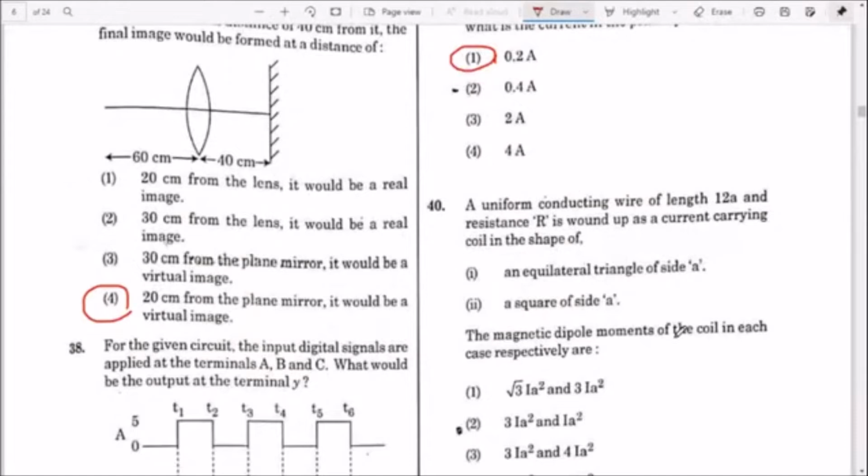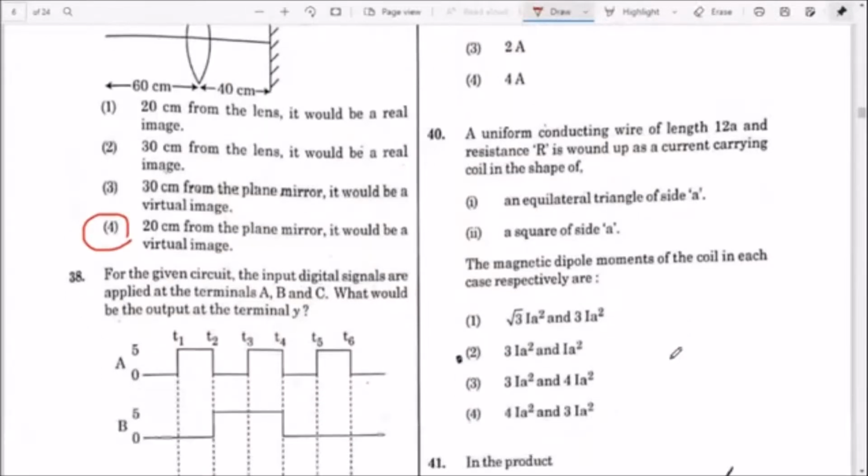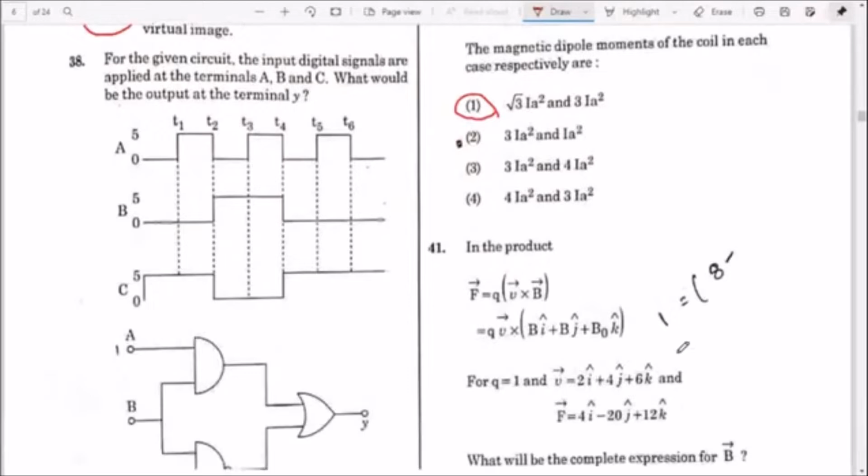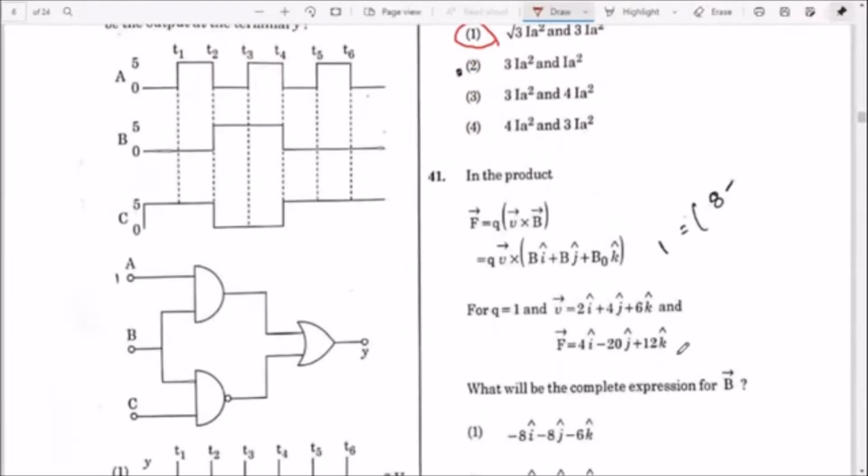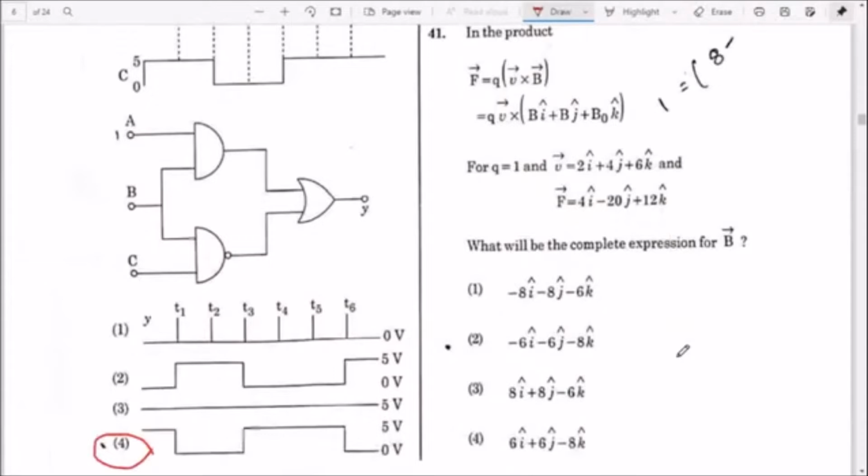Next, question number 40. A uniform conducting wire of length 12a and resistance R is wound up as a current carrying coil in the shape of an equilateral triangle of side a and a square of side a. The magnetic dipole moments of the coil in each case respectively are option number 1, root 3 I a square and 3 I a square. It is the correct option, students. Next, question number 41. In the product F equal to q, s for q equal to 1, what will be the complete expression for B? Option number 2 is the correct option, students.